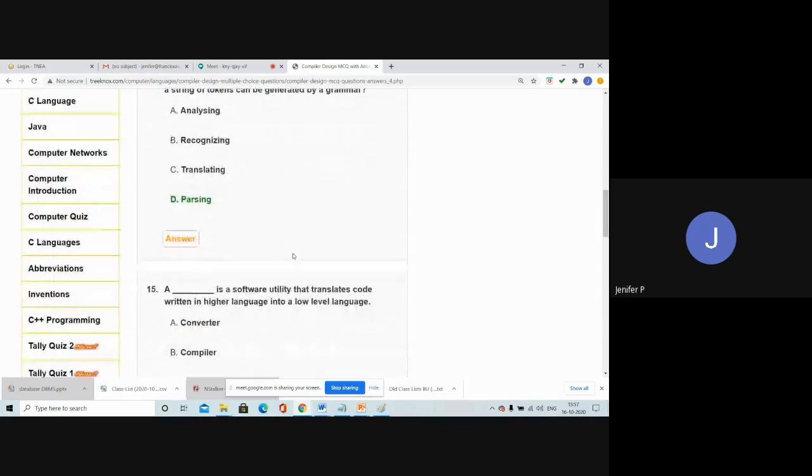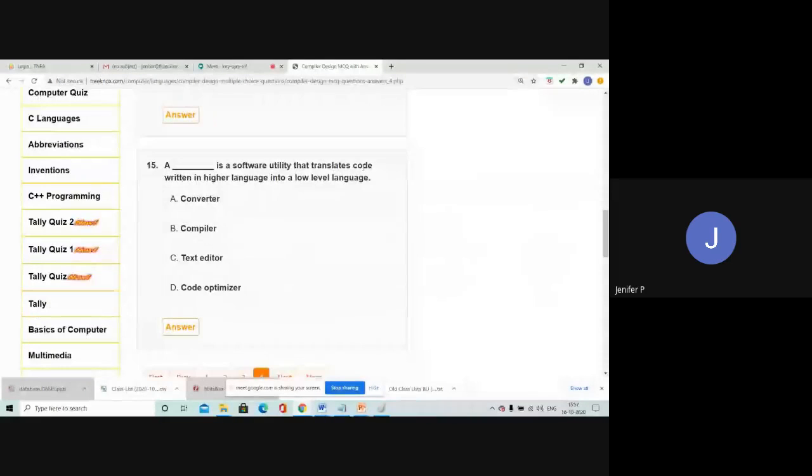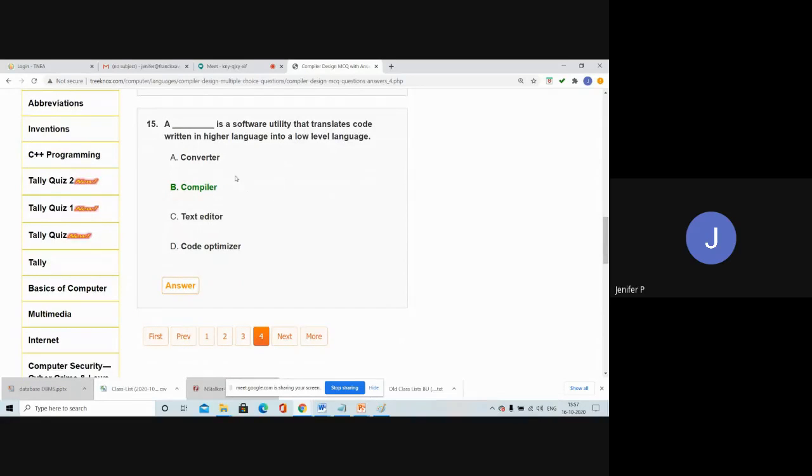Okay, then dash is a software utility that translates code written in high level language to a low level language. So high level language to low level language, automatically it is compiler, nothing other than the compiler. Then other point, I hope you all know about it, the cousins of compiler. Actually the translation process from high level to low level can be done with the help of some other components also. They are called the cousins of compiler. The various cousins are preprocessor, then assembler, linker or load editor. Okay, so these are the three cousins of compiler.